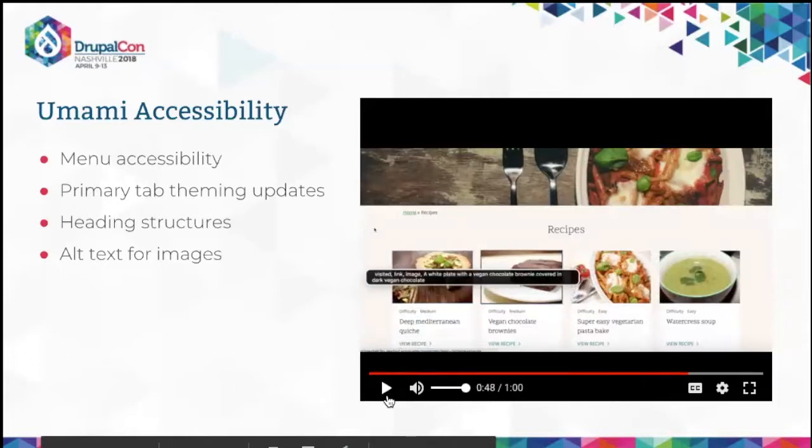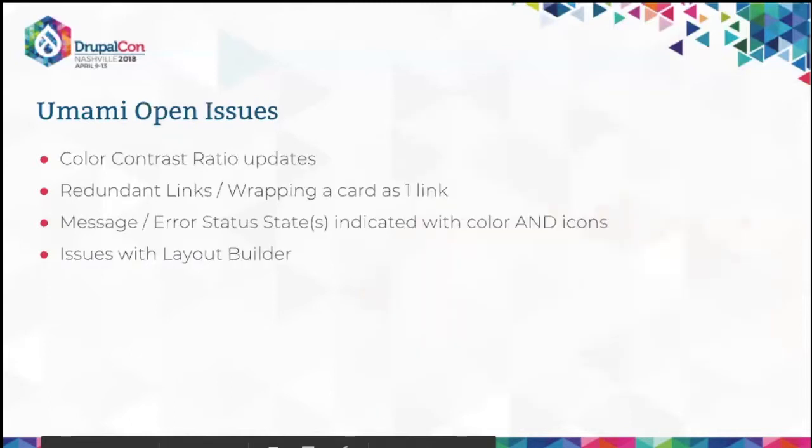So what I just described to you is one of the card layouts, and one of the accessibility enhancements that we're looking to do is wrap the whole section in one link, instead of these repetitive links being repeated over and over again. So that's one of the things that we have in the backlog. There's a few color contrast ratio updates that are needed. Redundant link cleanups, like when I just showed you.